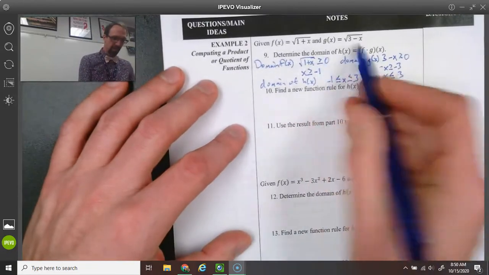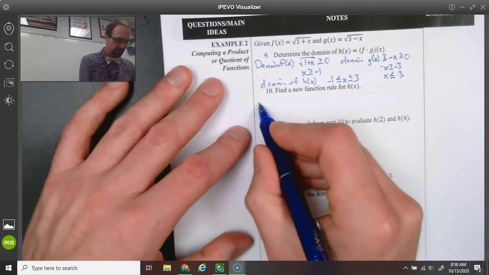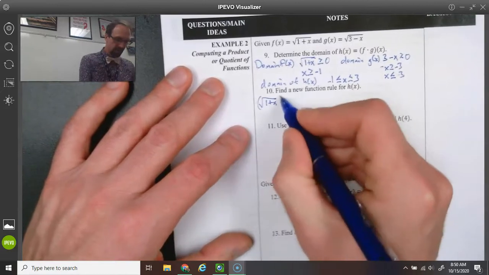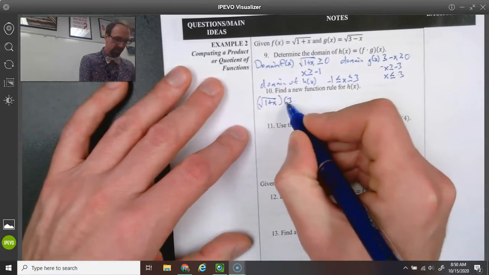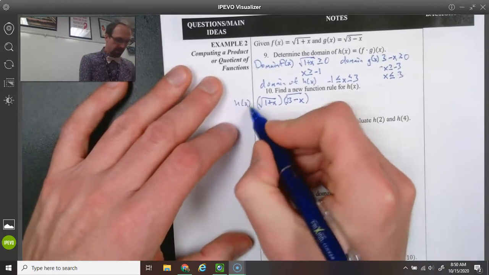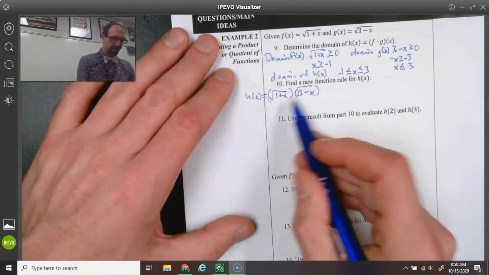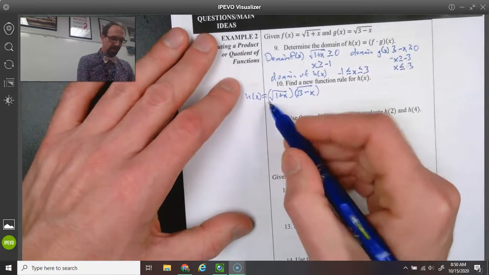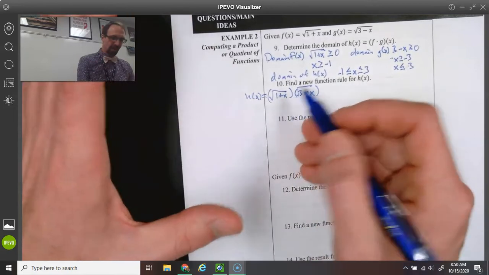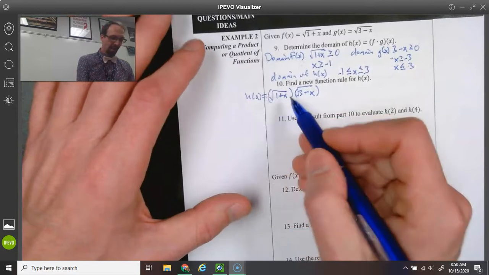So if we're multiplying these two together, then that means we've got the square root of 1 plus x times the square root of 3 minus x. And we said h of x is now this. All right, so when we multiply these together, we've got to remember that we multiply the same radical and radicand.